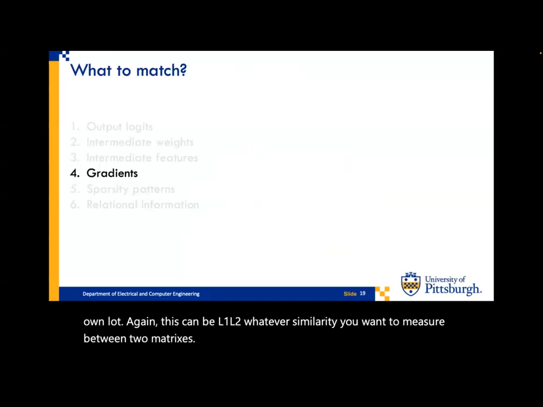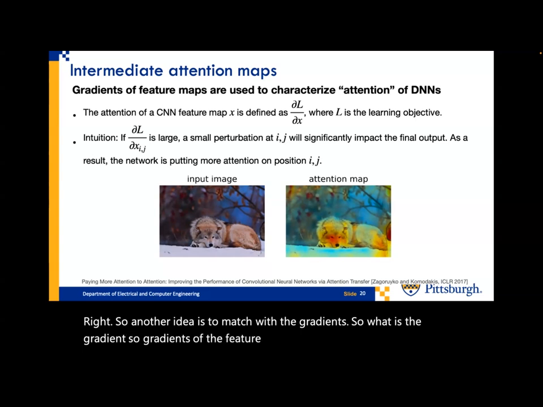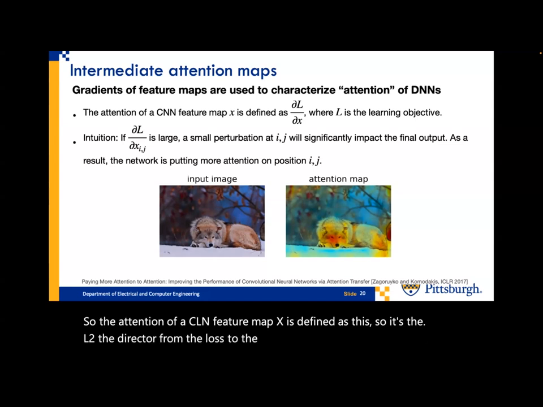All right. So another idea is to imagine the gradients. So what is the gradient? Gradients of the feature maps are used to characterize the attention of the DNNs. The attention of a CNN feature map X is defined as this. It's the L2 norm of the derivative of the loss with respect to X. What that essentially means is that it's the slope on this variable X, right?